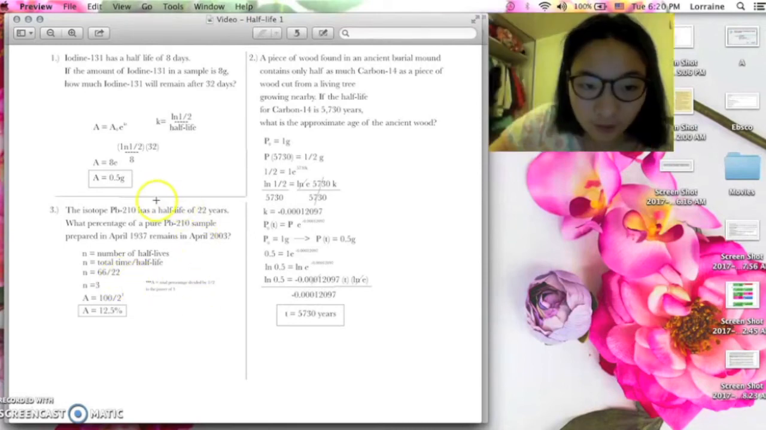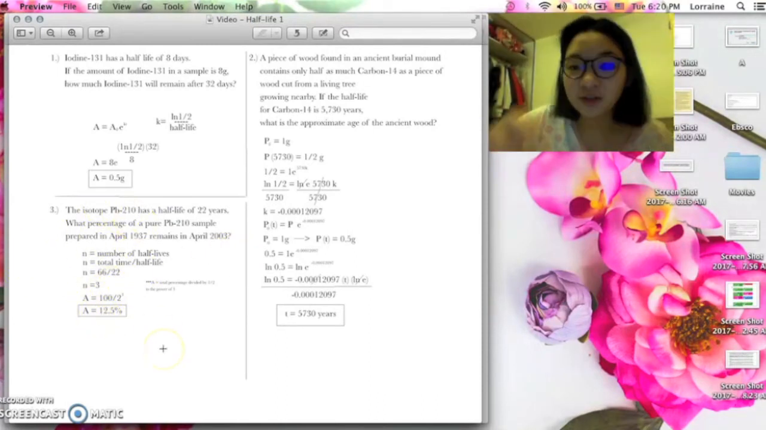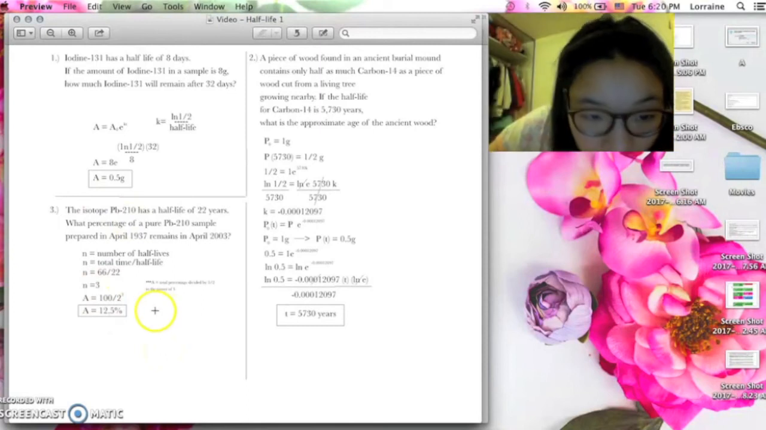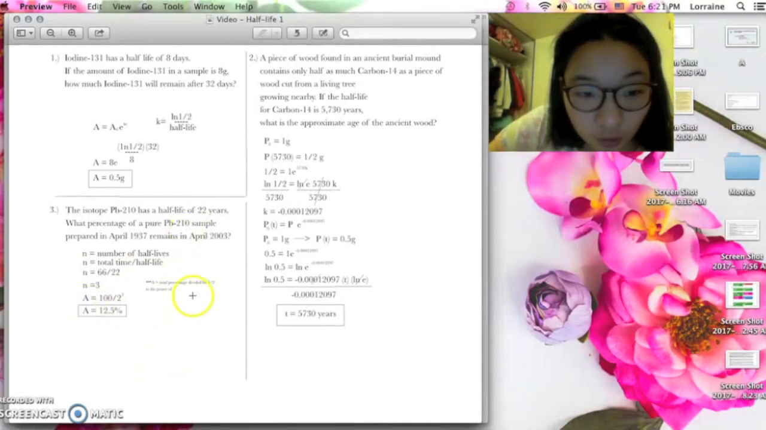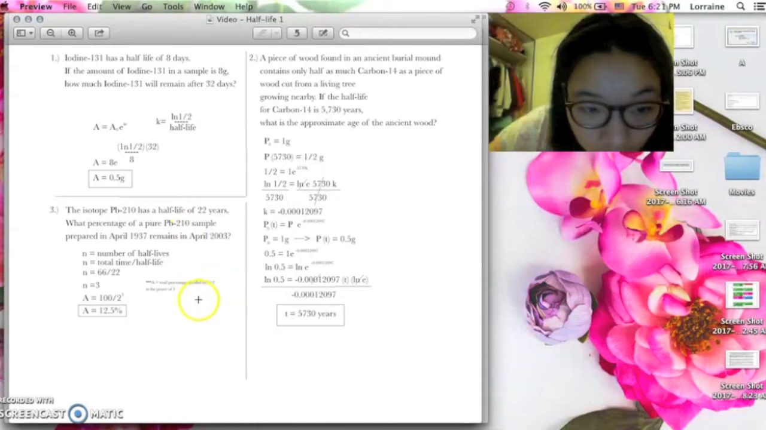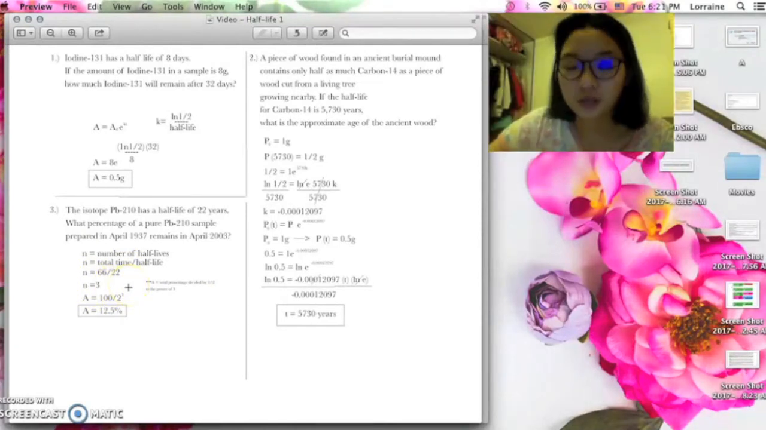Since our half-life here is 22 years, and we're finding the percentage, I represented the percentage with A equals the total percentage divided by 1/2 to the power of n. To solve that, first we have to find n. n is the number of half-lives, not half-life. There's a difference between the definitions of both phrases.